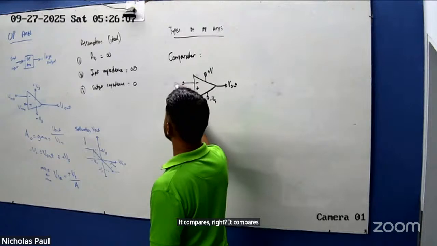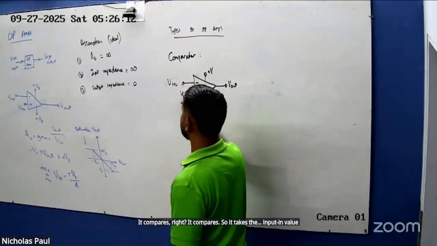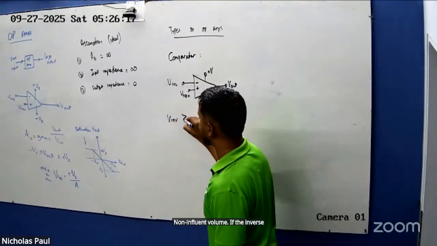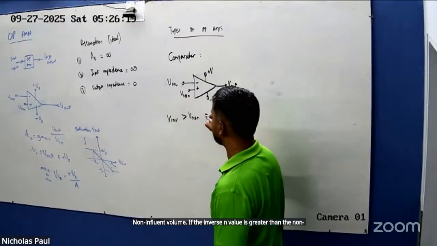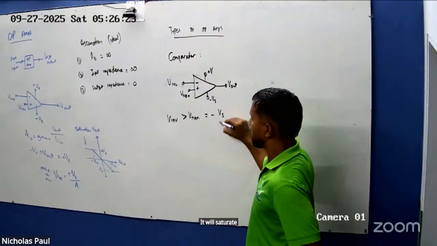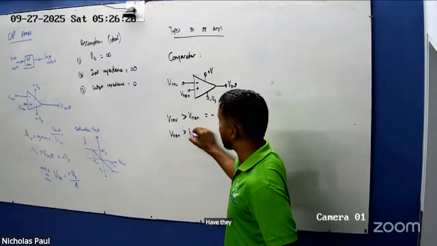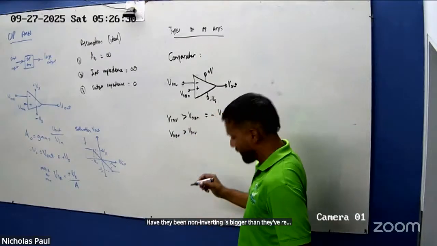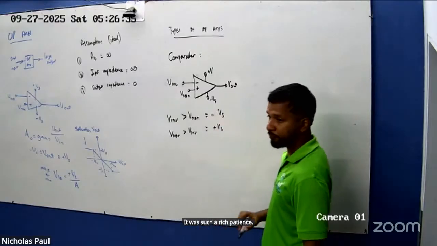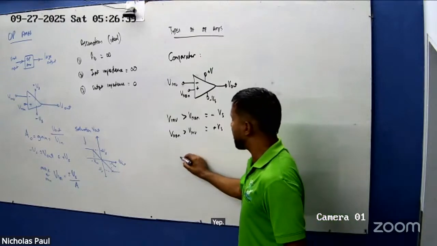So it takes the inverting value and compares it to the non-inverting value. If the inverting value is greater than the non-inverting value, what will happen? It will saturate low, right? It will give you the lowest possible value. If the V non-inverting is bigger than the V inverting, it will saturate high. That's okay?